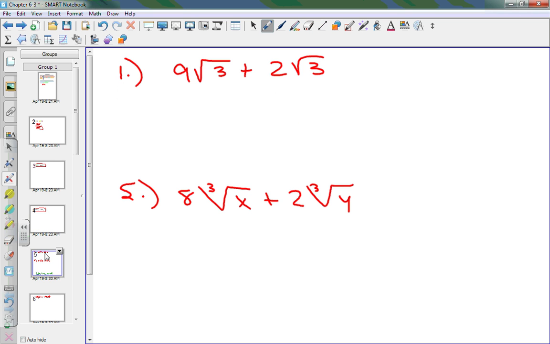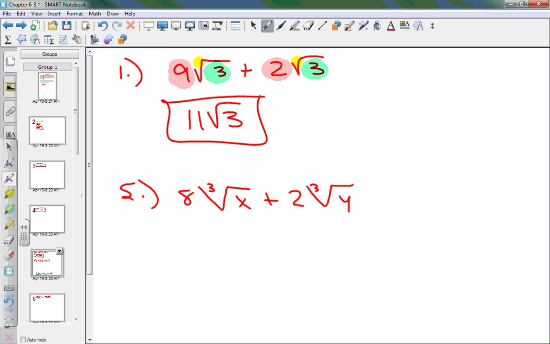Okay, this is right off tonight's homework, off your worksheet. Number 1. 9 square roots of 3 plus 2 square roots of 3. Now, I check my index. Are they the same? Yes. Check my radicand. Are they the same? Yes. I check the number in front. Are they like terms by themselves out in the real world? Yes. So what is 9 plus 2? 11 square root of 3. Done.